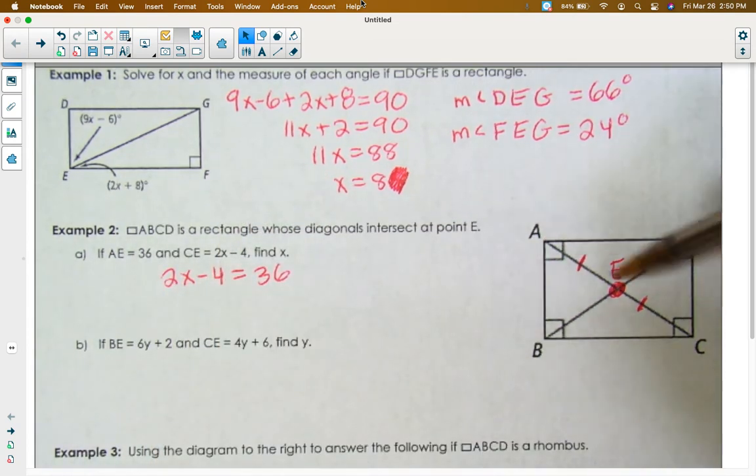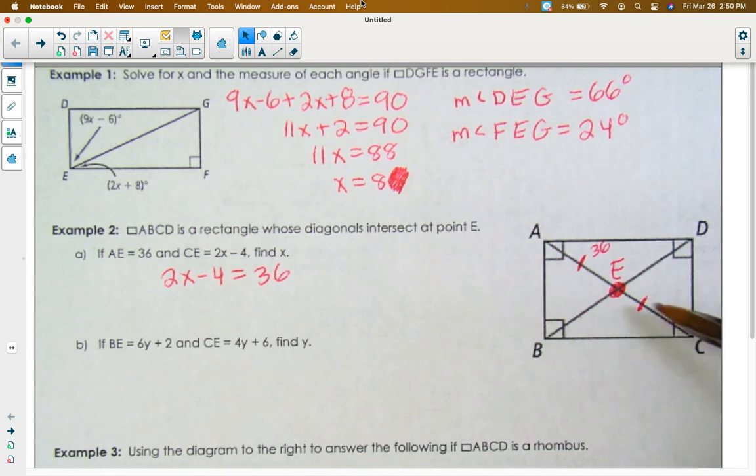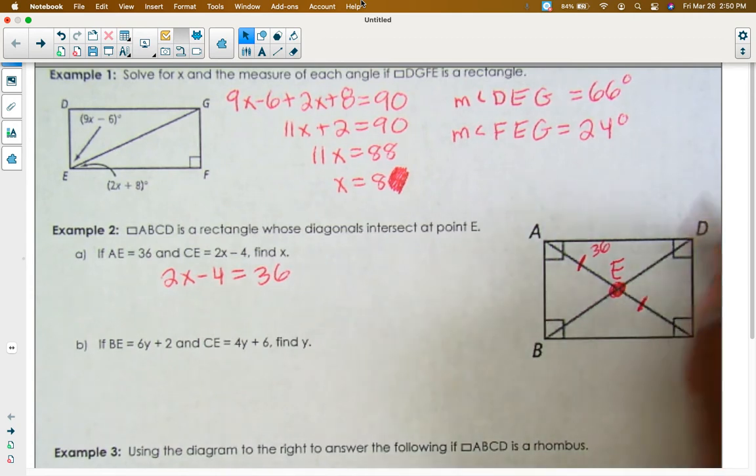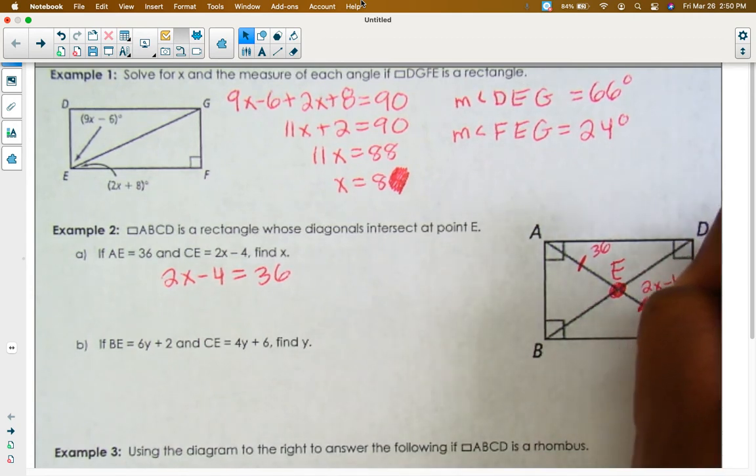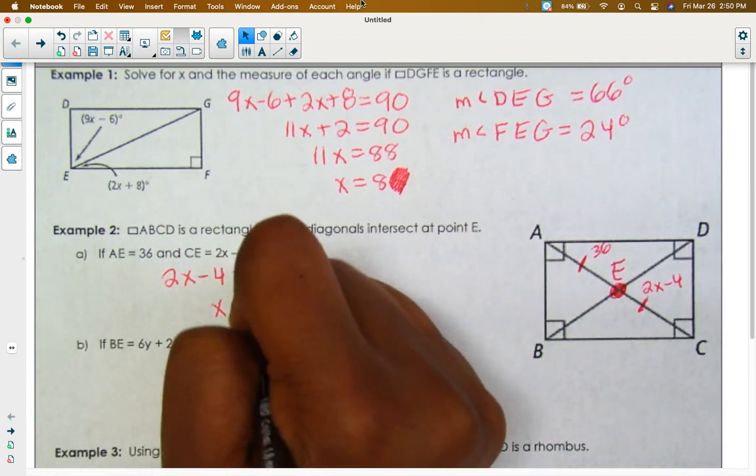So from here to here, that part is 36. And from here to here, that part is 2x minus 4. So we will set this equal to each other, solve the equation, you'll get 20.